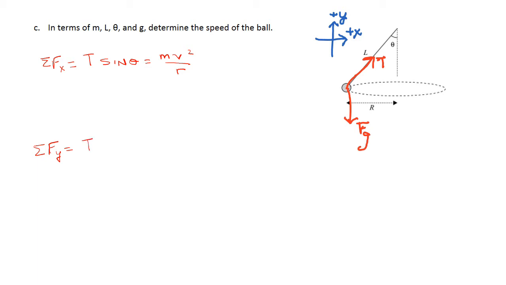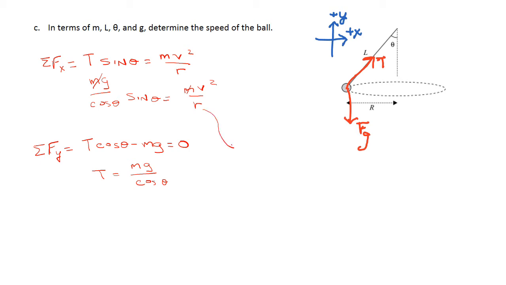So in the y direction, we have T cosine theta upward and mg downward, and the ball's not accelerating in the vertical direction. So T is equal to mg divided by cosine theta. We'll plug that in up here. So mg over cosine theta times sine theta equals mv squared over r. The m's can go out. Sine over cosine is tangent. I'll continue over here. So I have g tan theta equals v squared over r. So v is equal to the square root of r g tan theta.